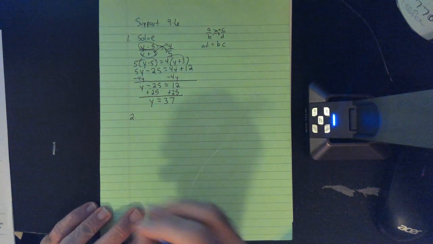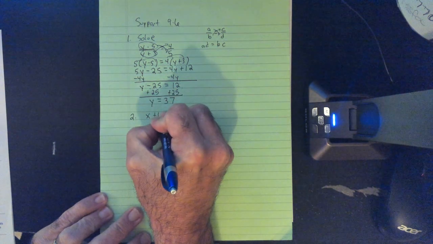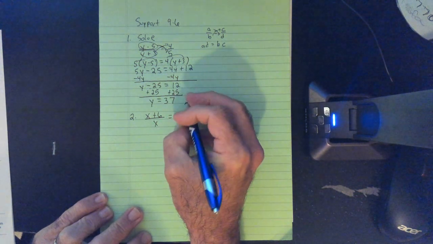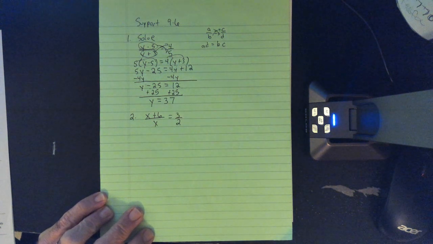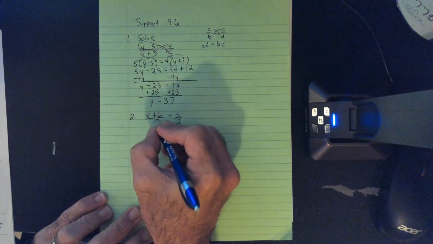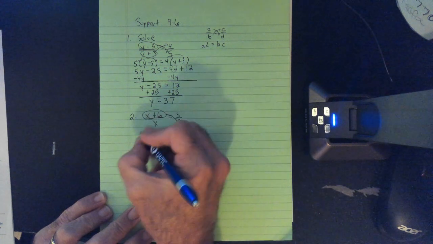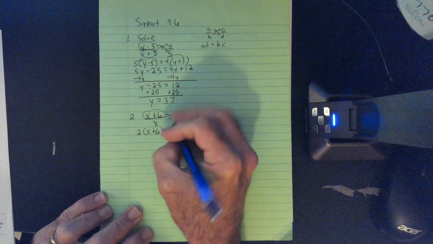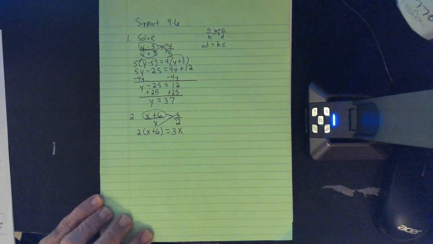Now, here's another one with a fraction. (x plus 6) over x equals 3 over 2. So we're going to still cross multiply because I've got one fraction equal to another. So this x plus 6 multiplies by the 2. So I'll do 2 times (x plus 6). That's going to equal this x times the 3, which is just 3 times x, or 3x.